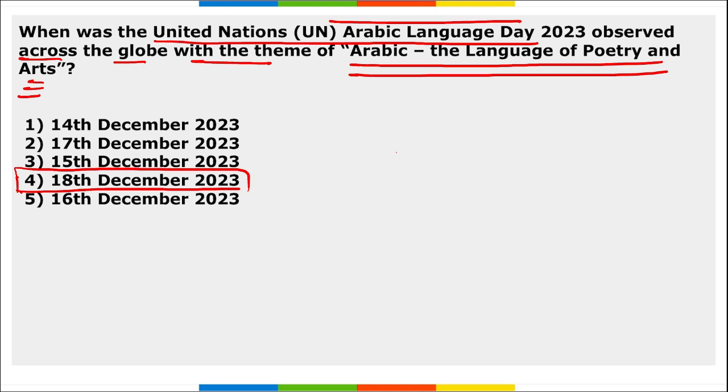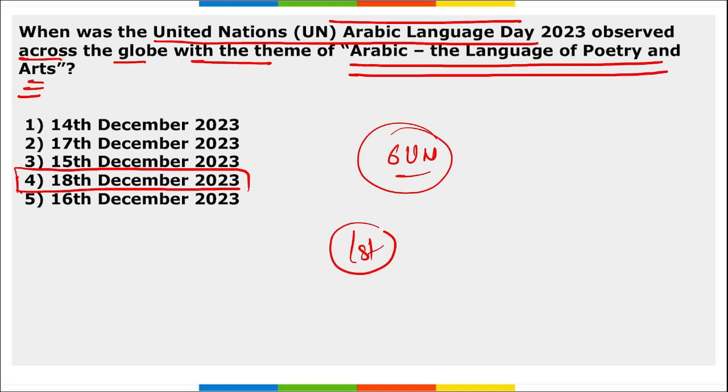Also remember, the 2023 commemoration coincides with the 50th anniversary of the proclamation of the Arabic language as the 6th UN official language. And remember, the first Arabic Language Day was observed on 18th of December 2012.